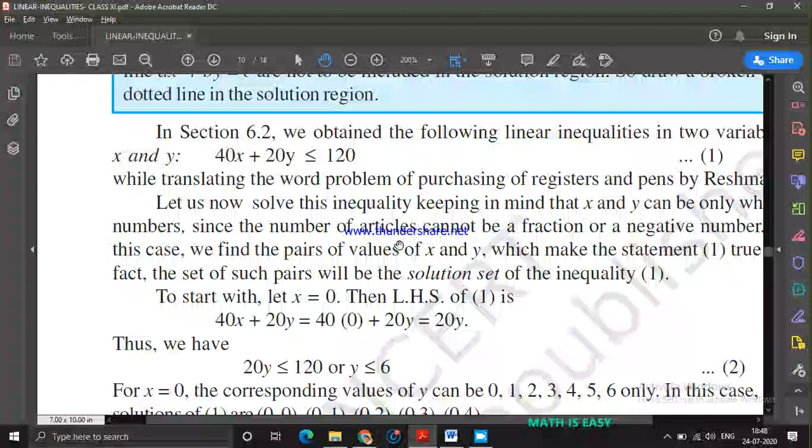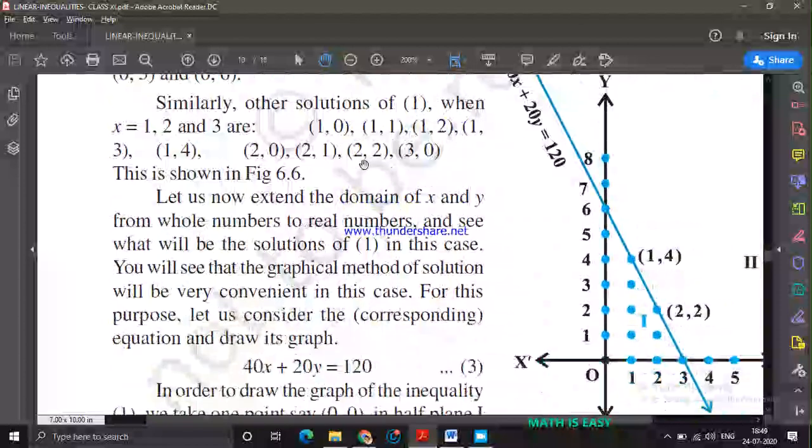If it is equals to 120, then you know very well how to represent it on the graph. In class 9, 10, we already studied this. For example, 40x plus 20y equals 120: I take different values of x, I get different values of y, then I represent it. Now when I have less than or greater than, how do I consider the graph?